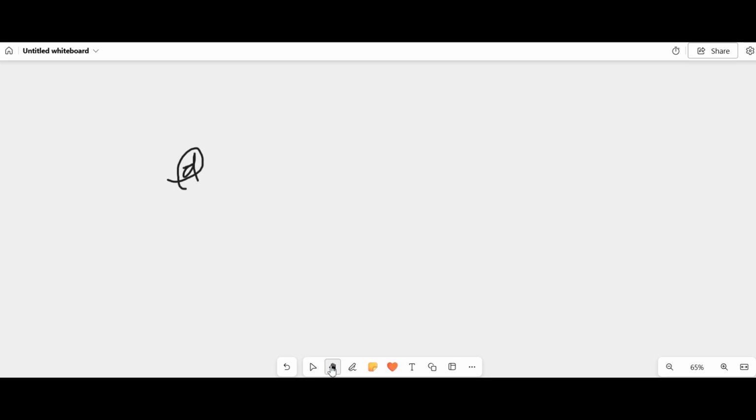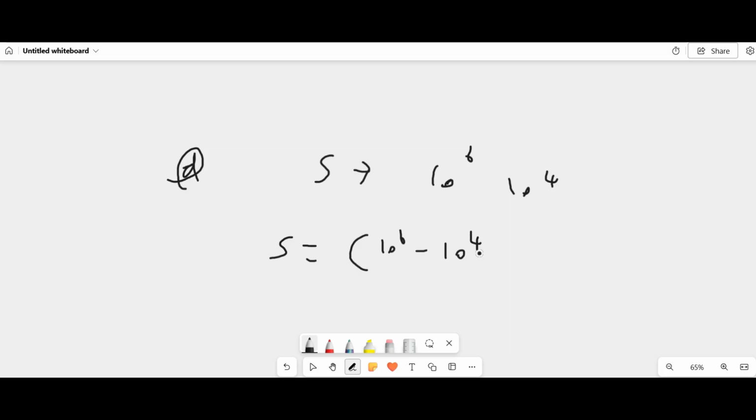D. So if you look at S in the diagram, S went from 10 to the power of 6 to 10 to the power of 4. So find the percentage difference for S. Remember, it's the original, which is 10 to the power of 6, minus the new one, which is 10 to the power of 4, all of that divided by the original, 10 to the power of 6, times 100. You're going to get 99%.